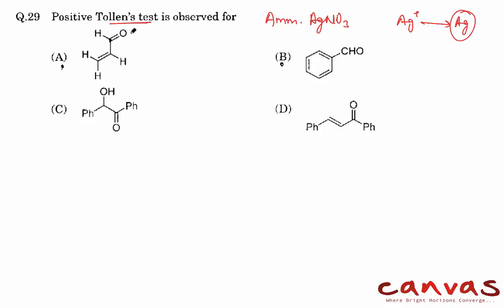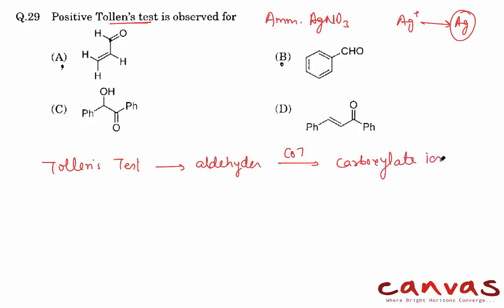Now Tollens test is given by aldehydes because aldehydes are easily oxidized to carboxylate ions, because this will be carried out in a basic medium. So in a basic medium you don't get carboxylic acid because the acid will react with the base to form carboxylate ion. Okay, so this CHO part gets converted to COO negative part. Now B option, again we have a CHO, so it gets converted to COO negative carboxylate.